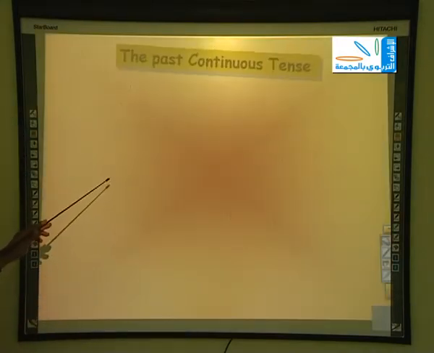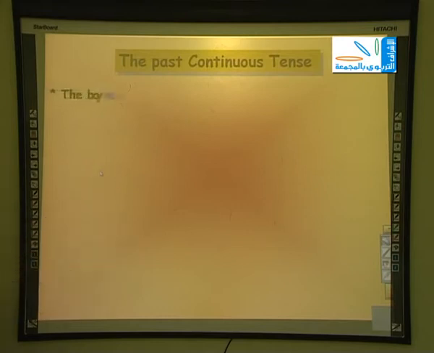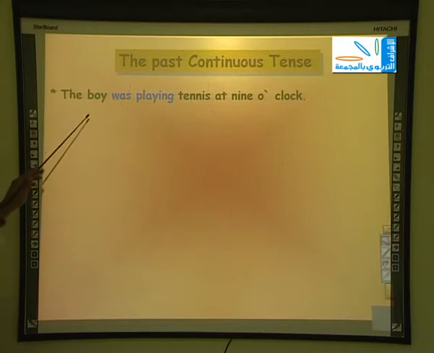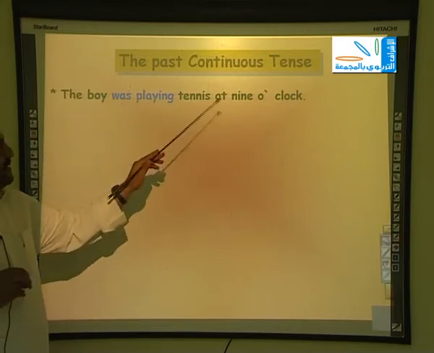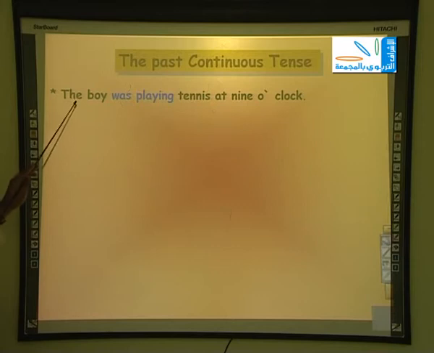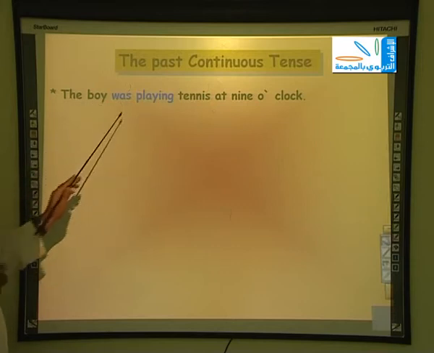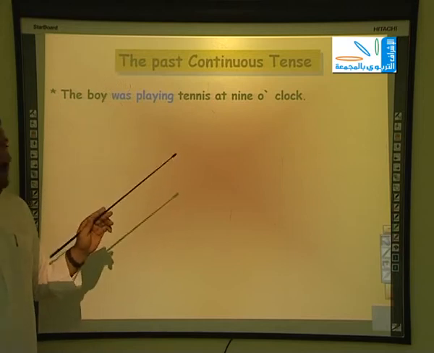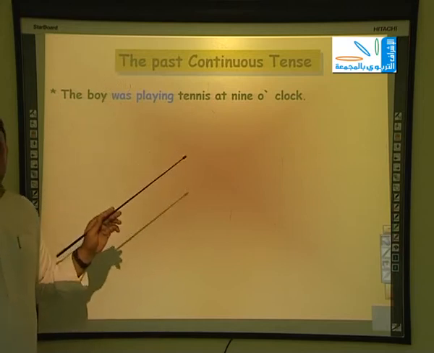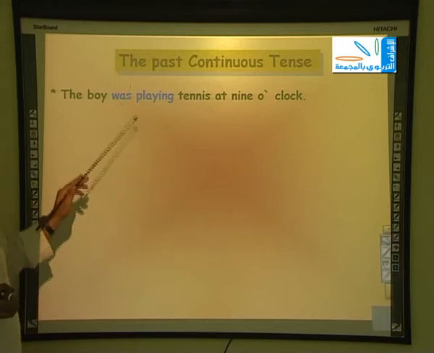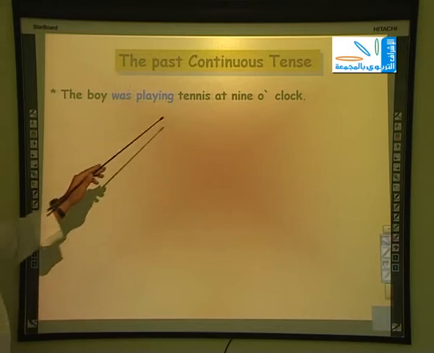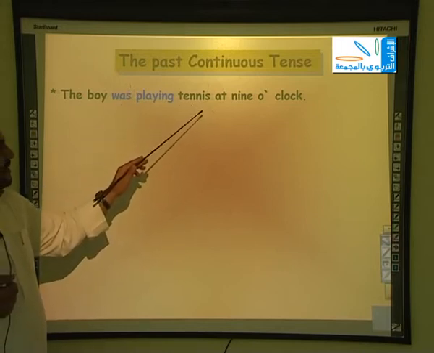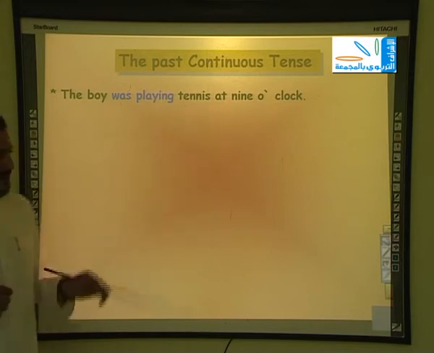That's to say, the past continuous tense is formed like this. The boy was playing tennis at 9 o'clock. As we said, the subject, the verb, which is formed from two parts, the helping verb, the verb to be in the past, plus the gerund, which is formed by adding ing to the main verb play, and the object, after the object, the complement of the sentence.